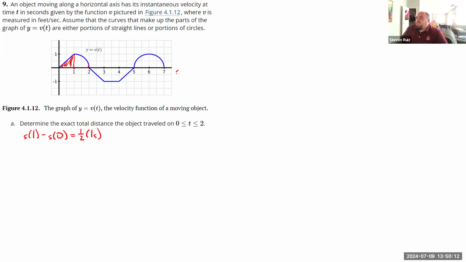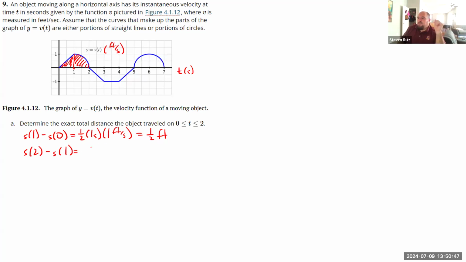So let's label these axes in terms of their units. So this will be time in seconds. And the velocity of time is given in feet per second. So the base length is 1 second. What is the height? The height is 1 foot per second. So that comes out to be 1/2 a foot. So then I need to find the area of this next portion here. And that'll give me the change in position over the second, so from t equals 1 to t equals 2.